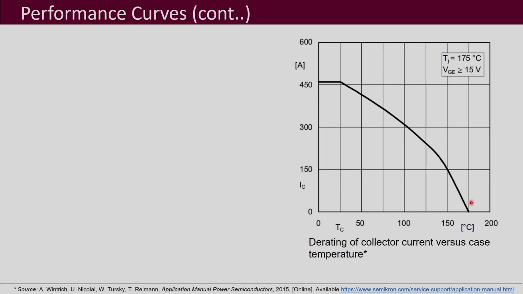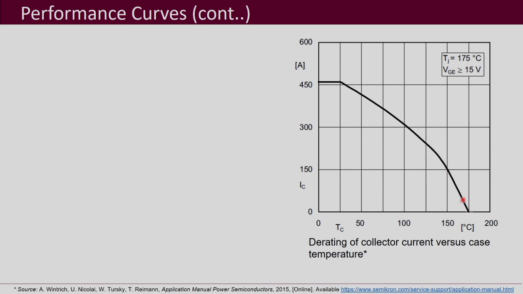Then another important curve that may be provided is the collector current IC versus case temperature, and as we expect, as the temperature increases, the maximum collector current allowed is going to decrease, and that is what we observe here, that there is a derating in the collector current.